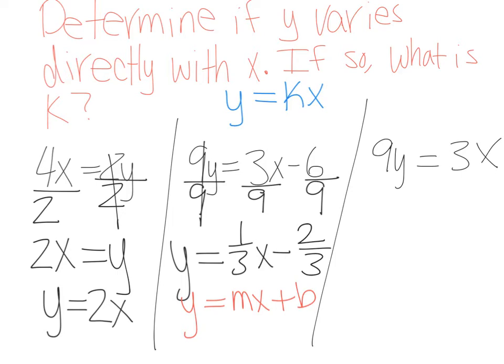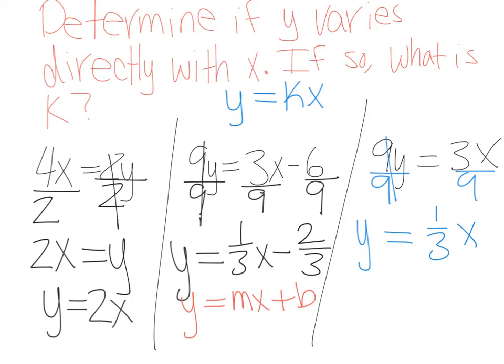And then the last one, 9y equals 3x. So again, I'm isolating y. So I divide by 9 on both sides, and I end up with y is equal to, simplifying that fraction, 1/3 x.